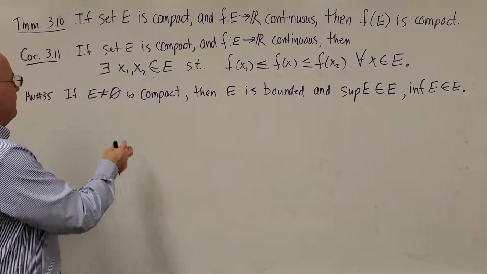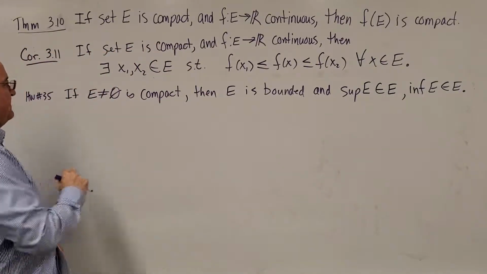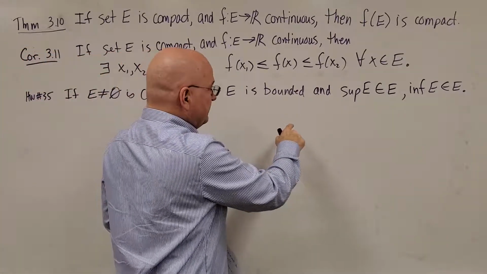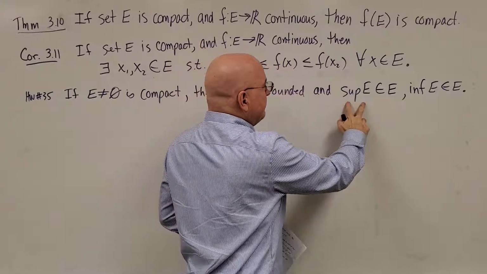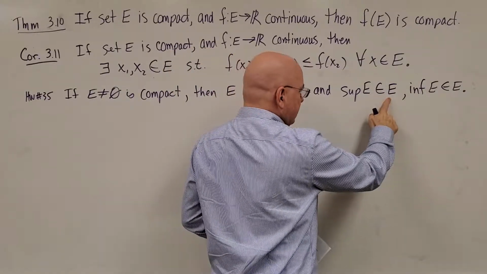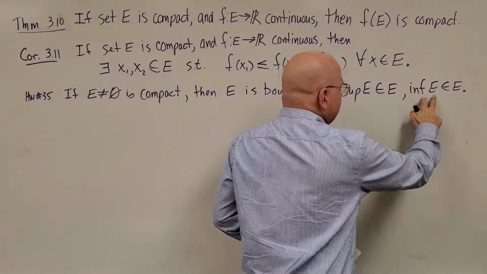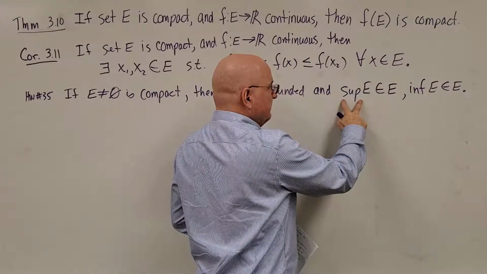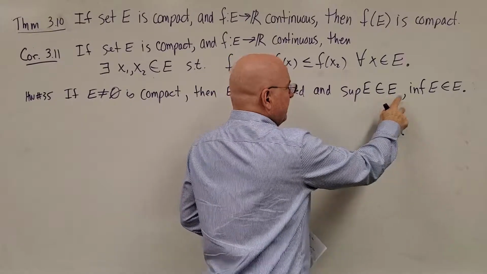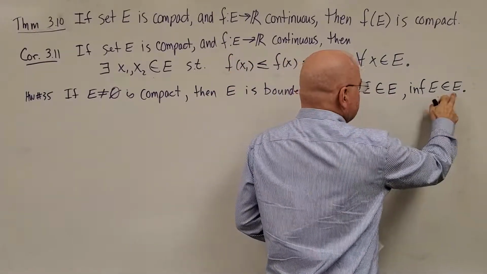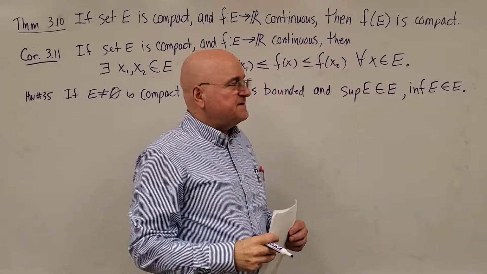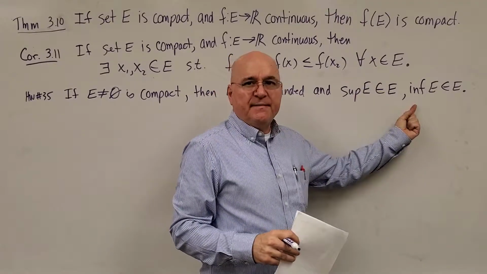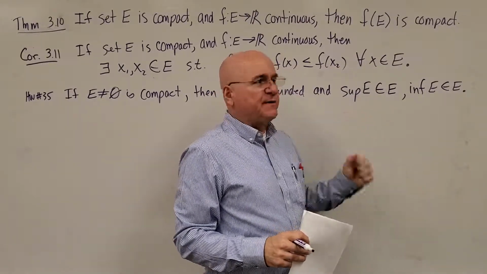It basically says if you have a non-empty compact set, so E is not the empty set and E is compact, then E is bounded and the supremum of E is contained in E and the infimum of E is contained in E. So the least upper bound of E is inside of E and the greatest lower bound of E is inside of E. When that's the case, we could use the word max and min. It actually has a value in the set.